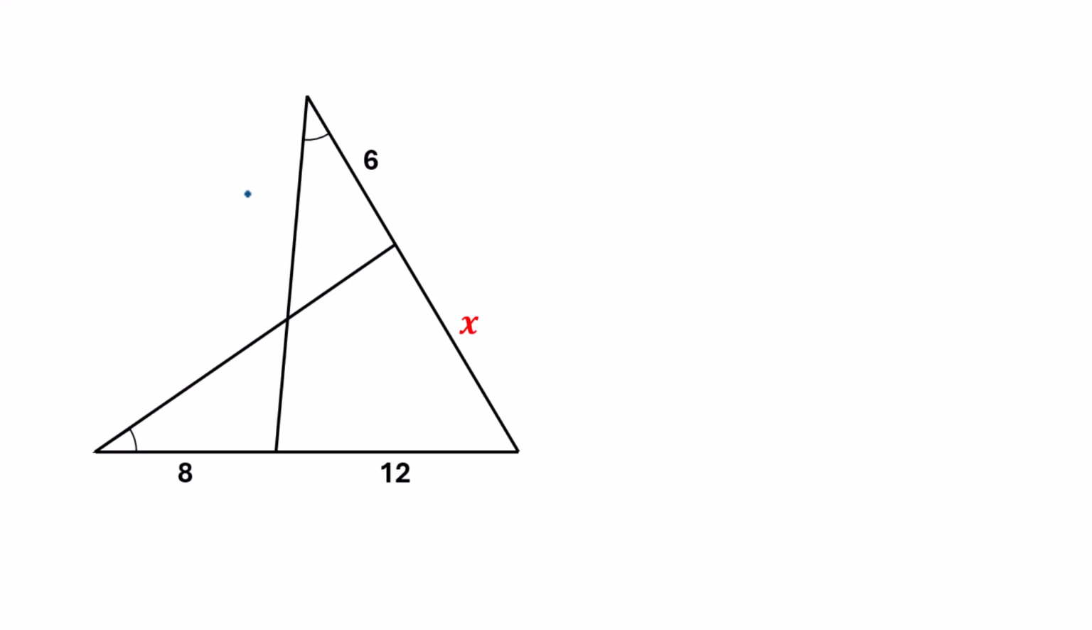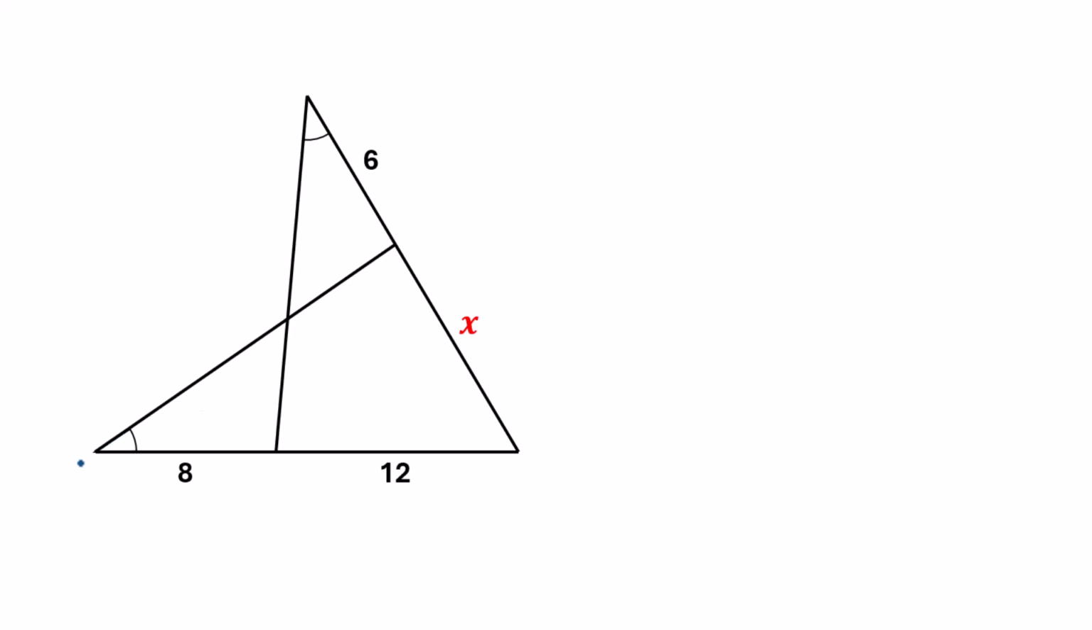Hello everyone. In this video, I am going to solve an interesting geometric problem. We have a geometric figure. The length of this side is 8 unit and this is 12 unit, and the length of this side is 6 unit, and these two angles are equal. We have to find the length of this side.